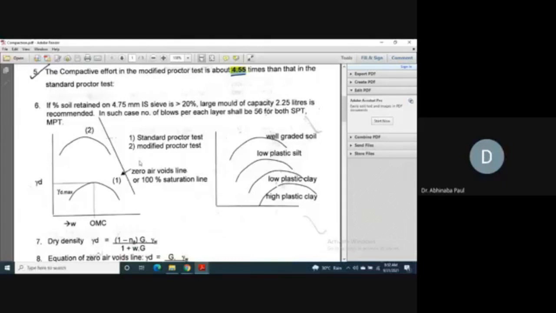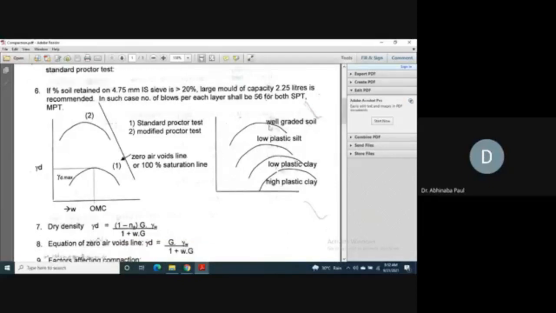Now you see these are the typical curves, that is OMC versus maximum dry density. Here curve 1 represents the standard Proctor test and curve 2 is the modified Proctor test. So what happens with the increased compactive effort, the curve always gets shifted to the left-hand side, that is with increased MDD and decreased OMC.